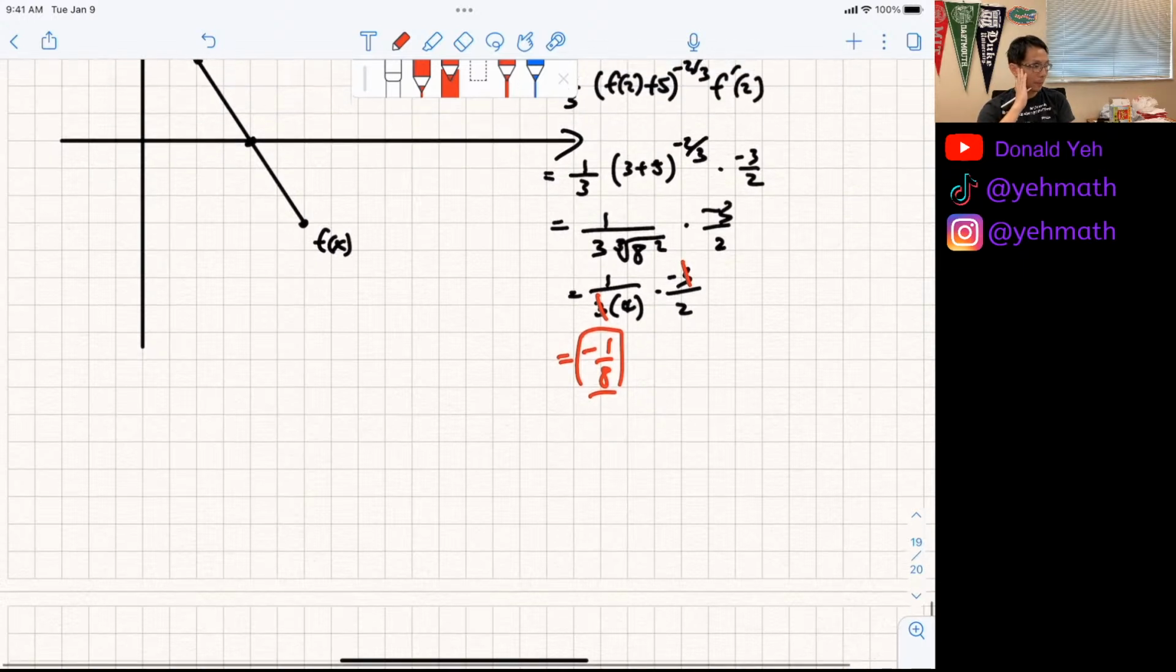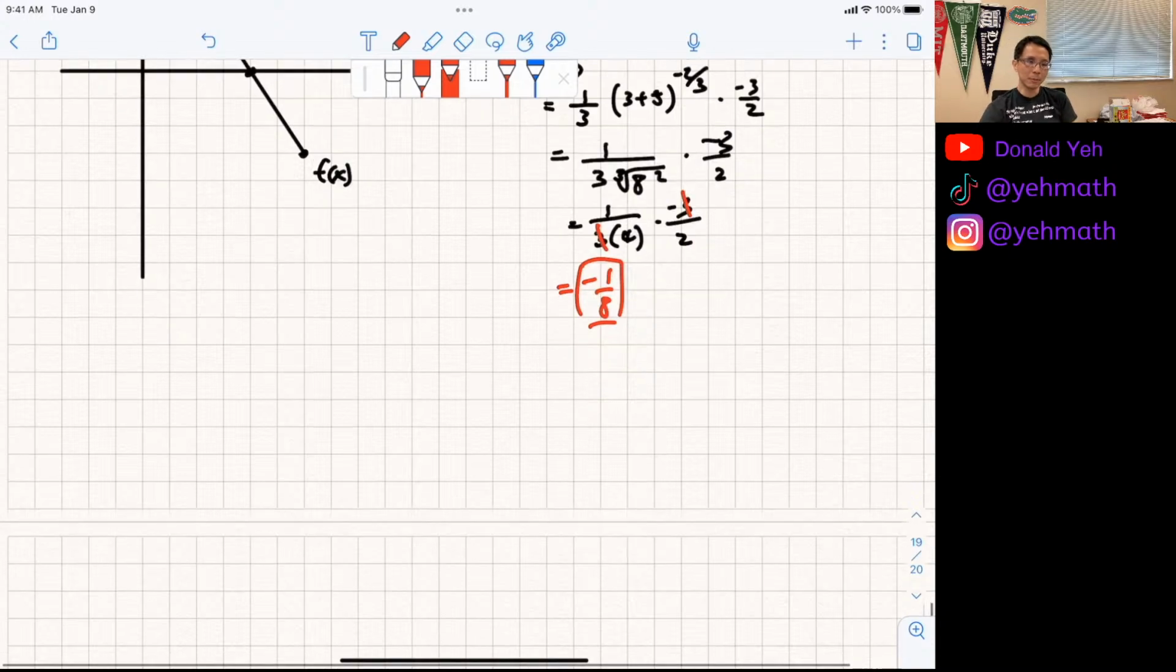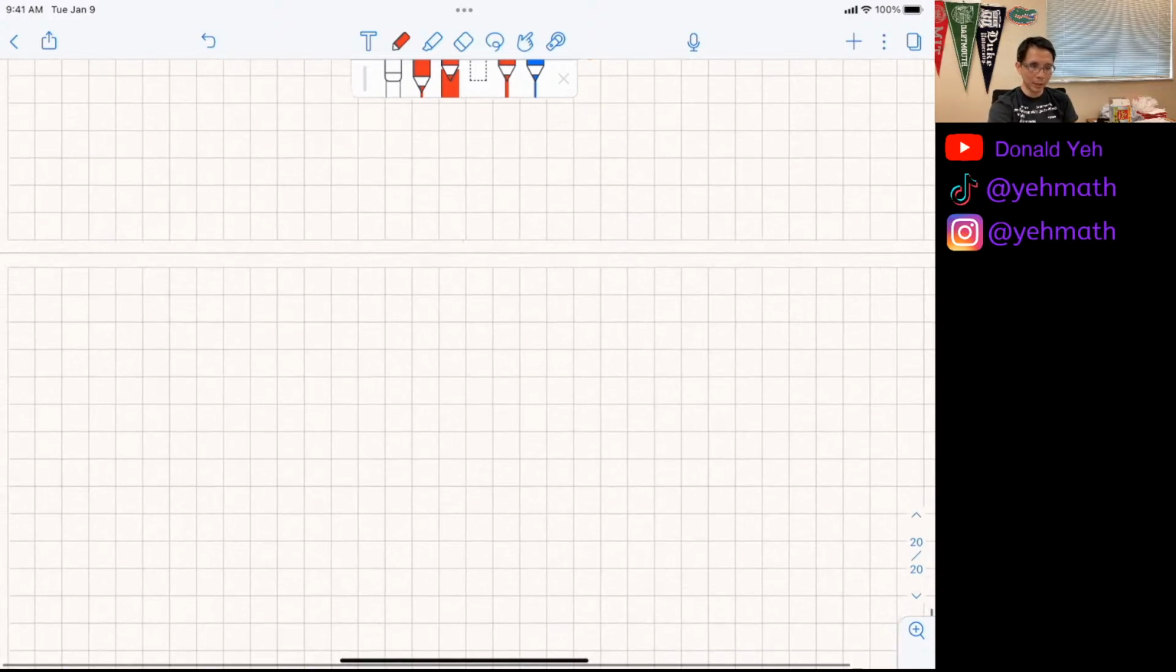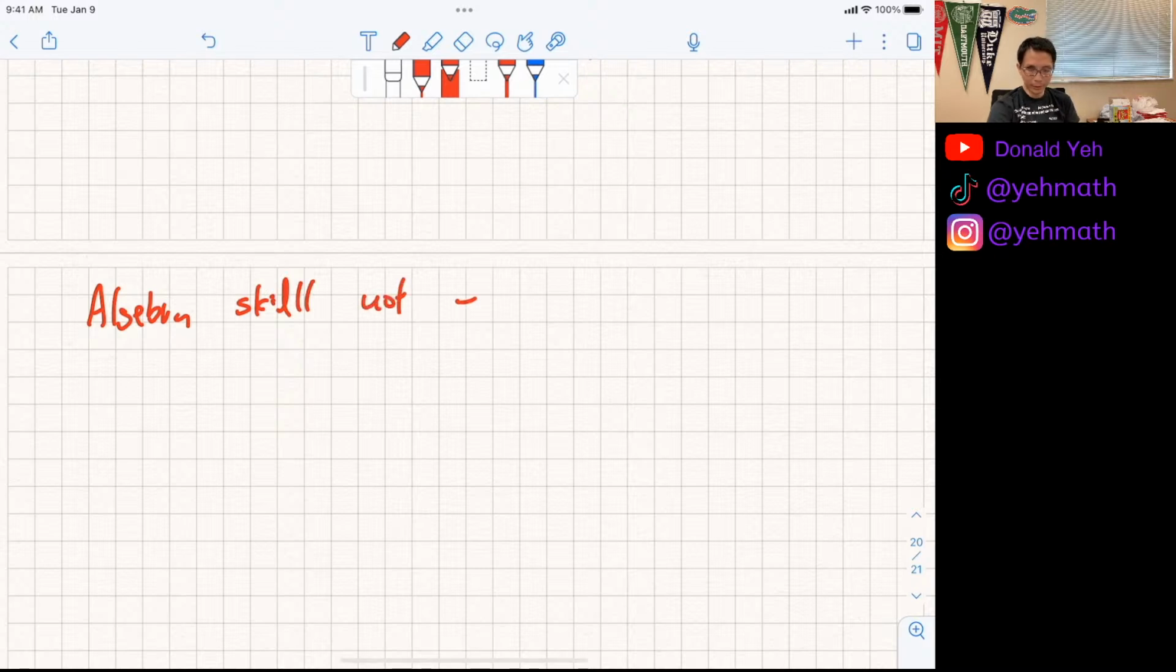Any questions about this part? I want to talk about one last thing. This last thing is kind of hard. If you don't get it, it's not the end of the world, but I want you to be able to get it. But this is an algebra skill, so let's talk about it. It's not taught.